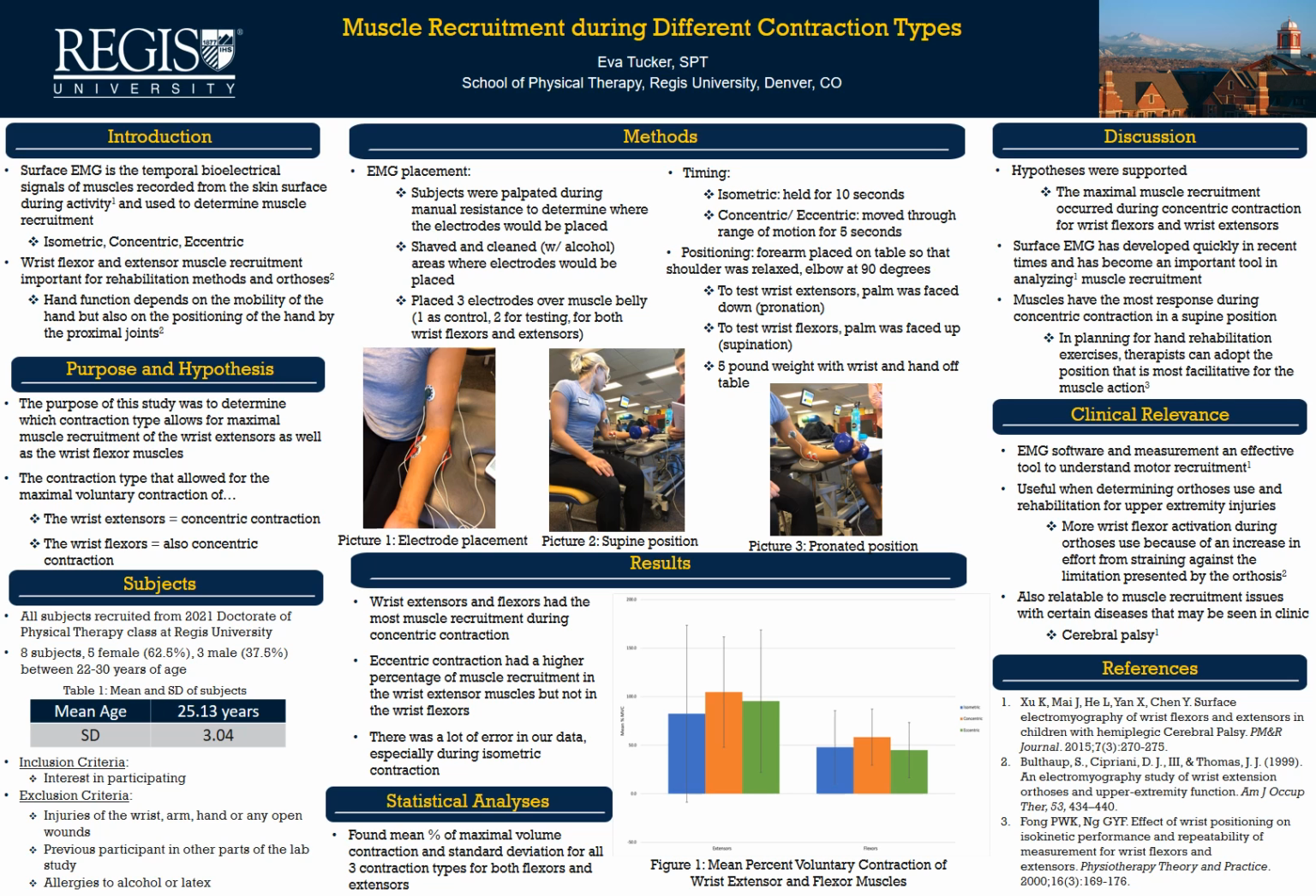Wrist flexor and extensor muscle activity is important to know in order to compare to other diseases that may affect it and for determining rehabilitation methods and orthotic use.